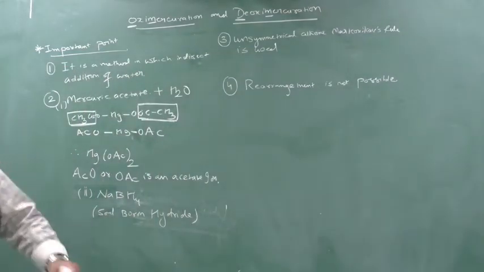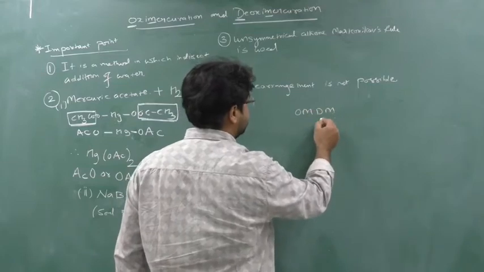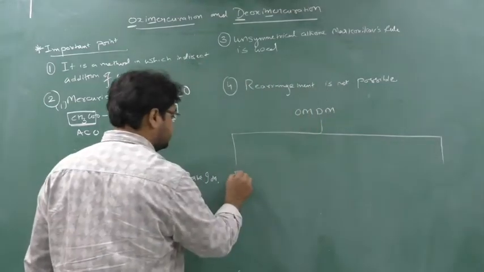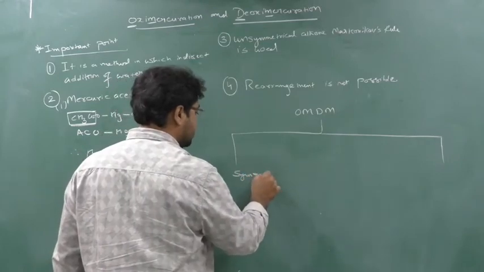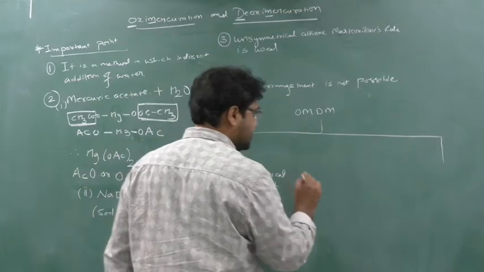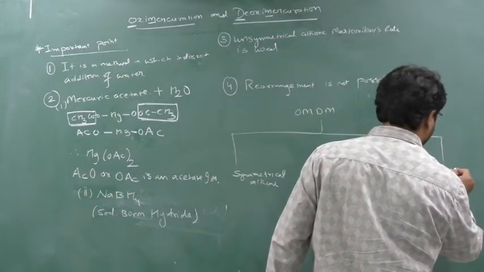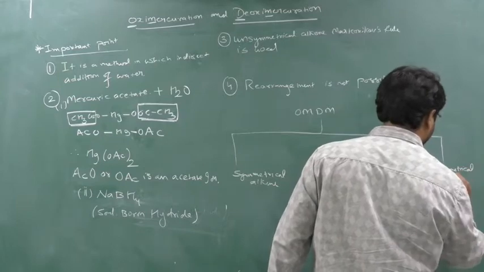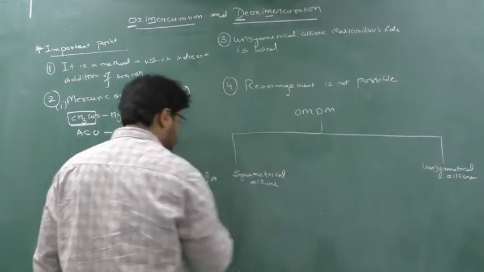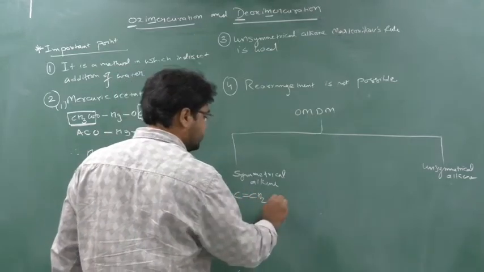Okay. So now we will see oxymercuration and demercuration in both ways. First we will see the symmetrical alkene, and here we will see the unsymmetrical alkene. Clear? So in the symmetrical alkene, say we are giving one example, ethene, the easiest example. It will be written like this.